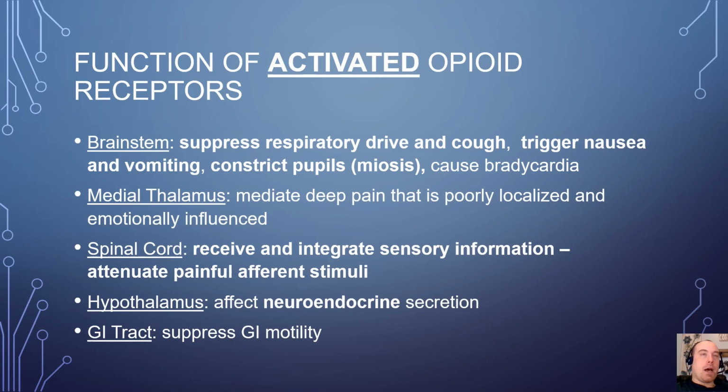In the medial thalamus, there's some ability to decrease pain there that could actually be intensified by emotional situations, but I'm saying the opioid agonist can suppress that.